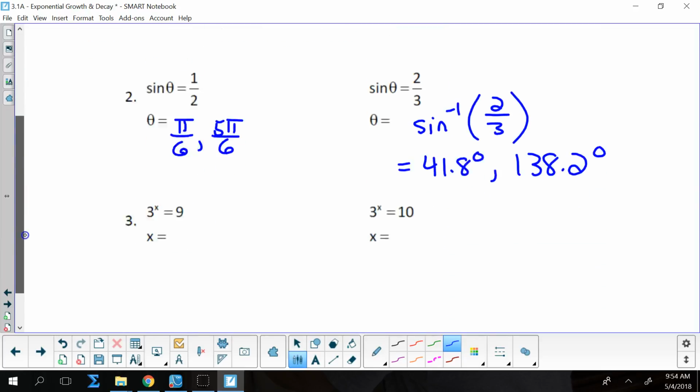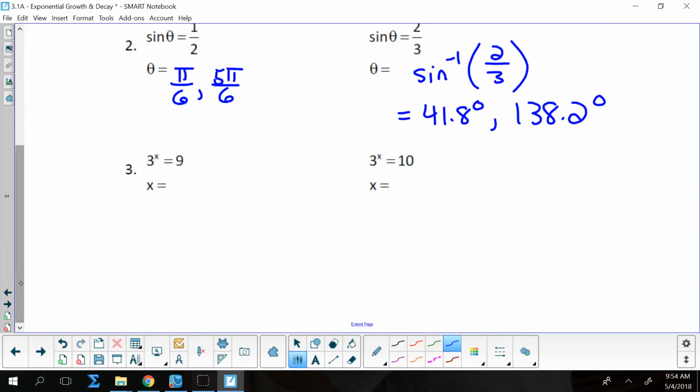Okay. What about those ones? X has got to equal 2, right? Because I need an exponent that gets me 9. So that one's got to be 2. 3 squared is 9. What about 3 to the x equals 10?